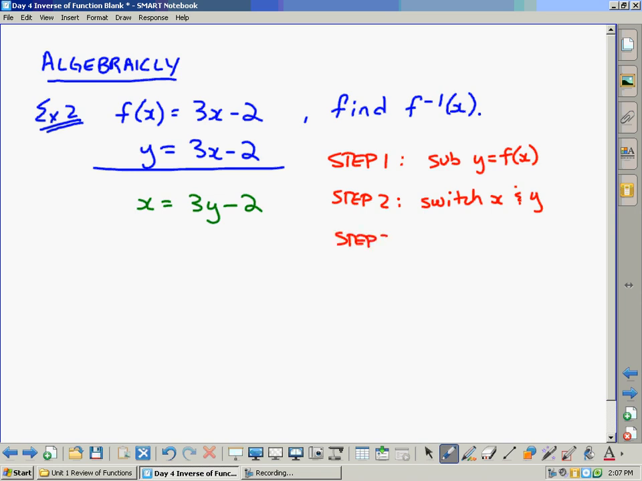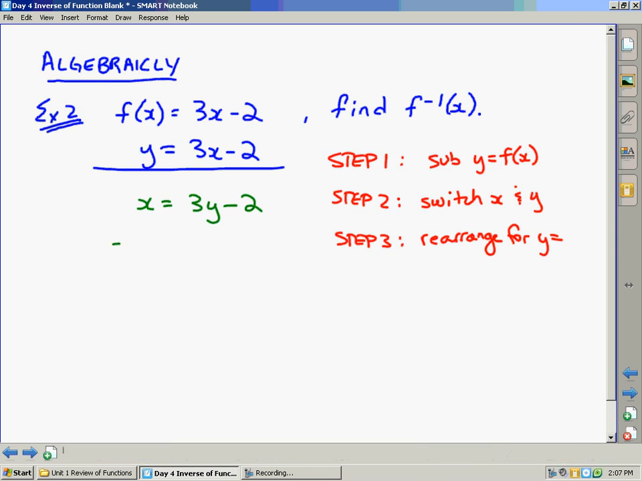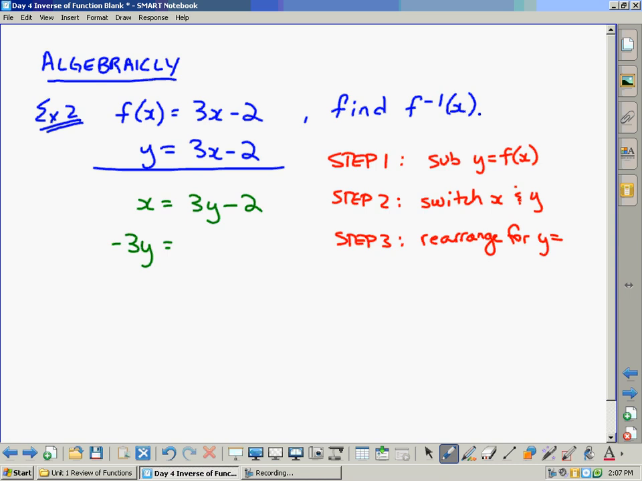So step 3 is to rearrange for your new y equals, because that's the equation of the inverse, the new function. So I'd like y equals, so I'm going to take the 3y that's here, bring it to the other side, so it's minus 3x. The x that's here, I'm going to switch to the other side, so it's minus x, and the minus 2 stays there because it's already on the correct side. Of course, I don't like the fact that I've got a negative, so I'm going to divide everything by negative 1. Dividing everything by negative 1 makes this a positive, and this a positive as well.